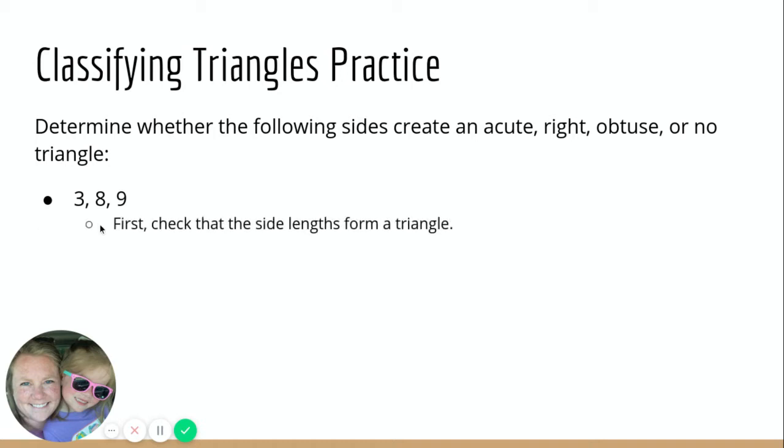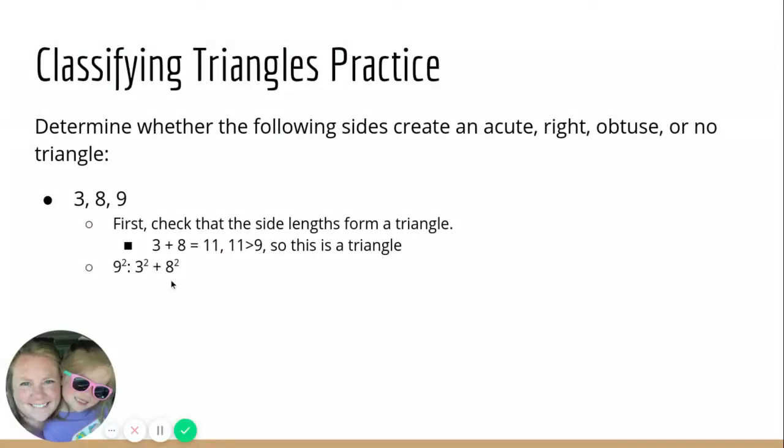So 3 plus 8 is 11. 11 is greater than 9, so this is a triangle. Since it is a triangle, I need to decide whether it's acute, right, or obtuse. A second ago, I said make sure you keep c squared on the left to keep yourself from getting confused. In this case, c is going to be 9 because that's the largest number. So I have c squared, and I'm comparing it to a squared plus b squared. This is going to help me know whether this is acute, right, or obtuse.